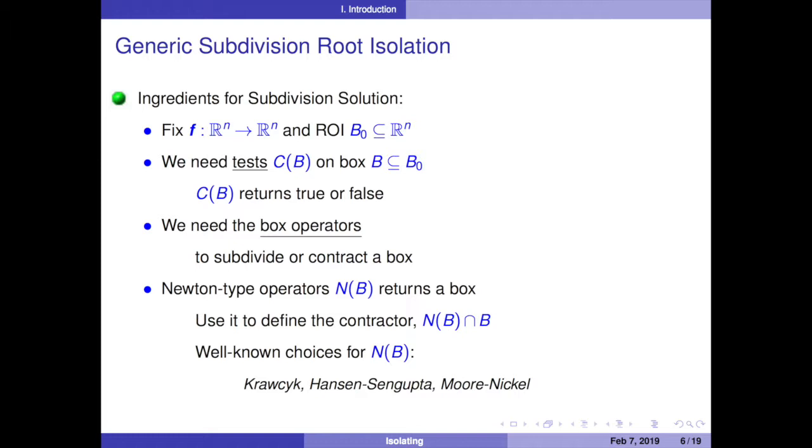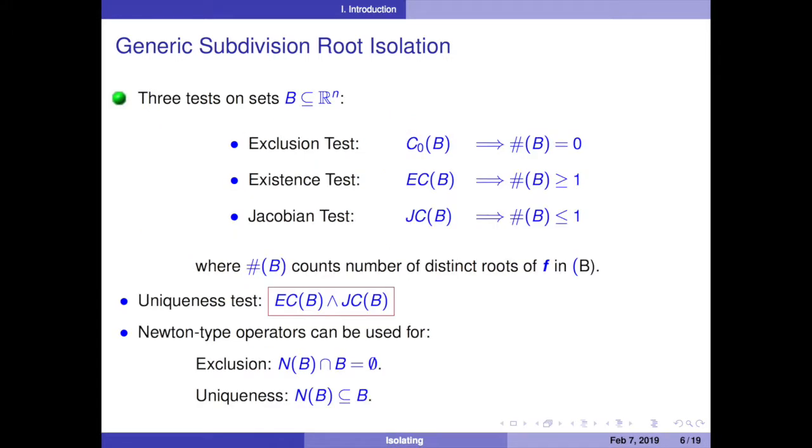There are many Newton type operators that are well known in the literature: Krawczyk, Hansen, Sengupta, Moore, Nickel, and so on. And we can use these things to define the contraction. And when you are in the Newton zone, contraction is super fast. So you actually need to combine these with subdivision, ultimately. But for our present purposes, we don't handle that.